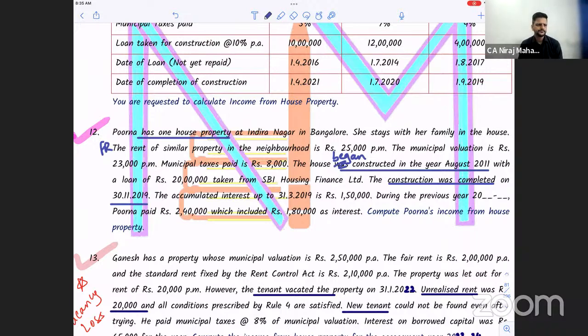All right. The accumulated interest up to 31st March 19. Be careful. When was the construction completed? 30th November 19. And they are talking about till 31st March 19 accumulated interest. Is some ready-made figure given to you? Nitin, Khushbu, Indrajit, Mansi. This 1,50,000 is what now? Obviously, I'll expect answers from you. I'm not teaching you something new now. What is this 1,50,000?